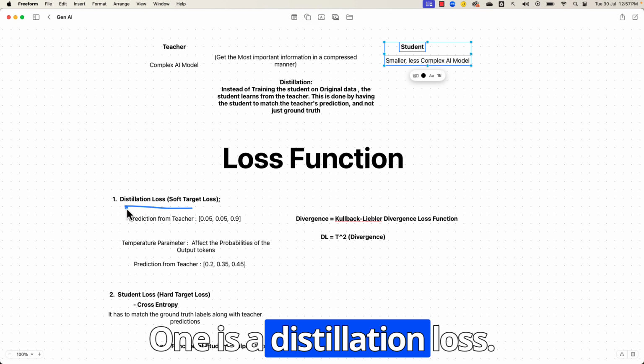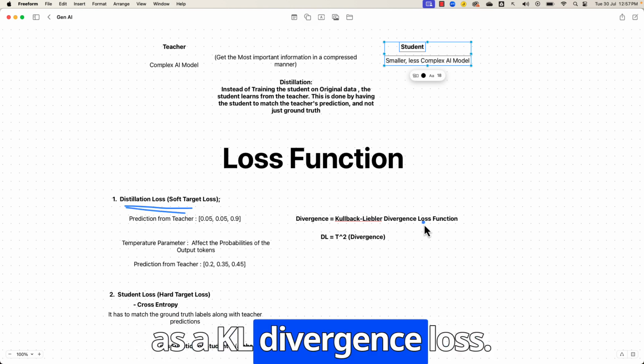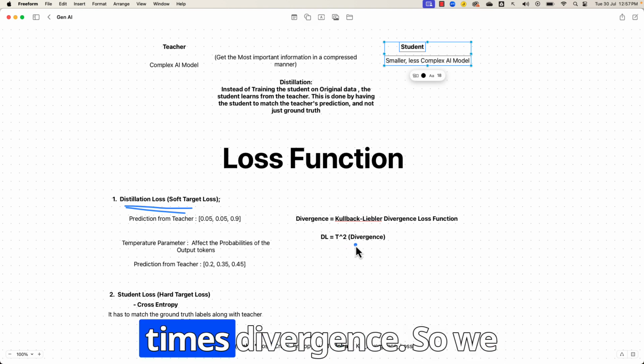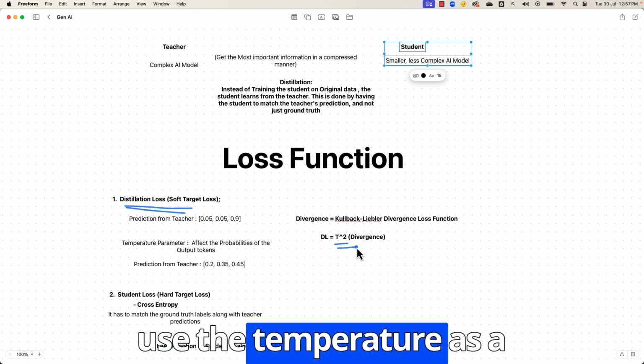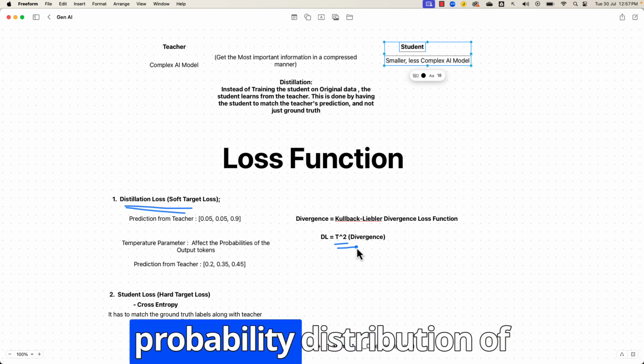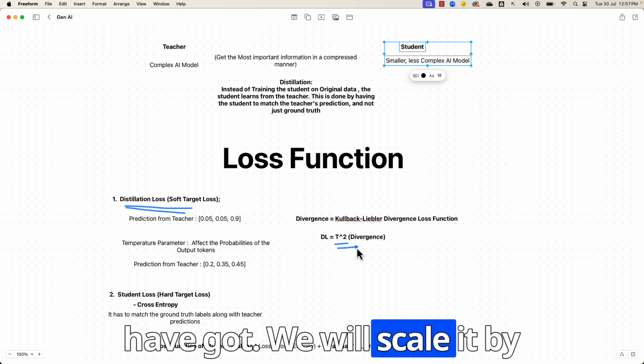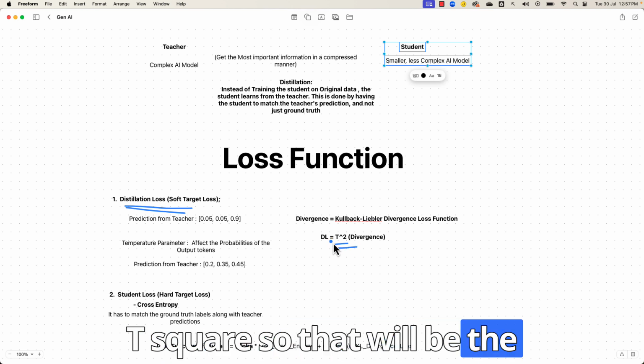One is a distillation loss. We call this distillation loss a KL divergence loss. This is given by T squared times the divergence. We use the temperature T as a hyperparameter so that we can get a more informative probability distribution over the other labels that we have. We scale it by T squared. That will be the divergence loss.